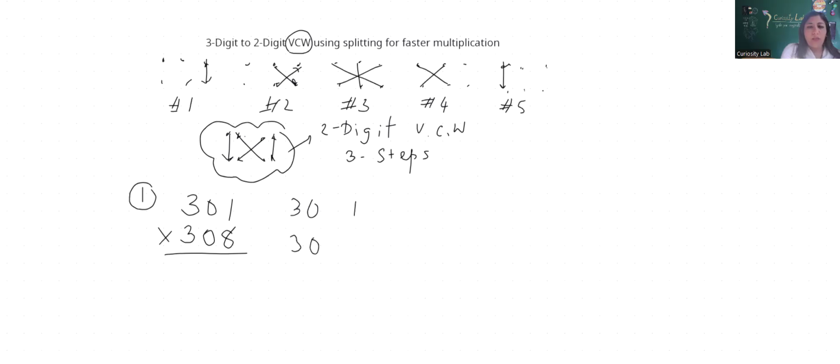But this number is big, so 30 is a big number. We don't want to use that. So I'm going to split the other way: 3 and 0, 1 and 3 and 0, 8. So just so everybody's clear on the screen, we have this as one number and this as one number, and we're going to use these 3 steps.